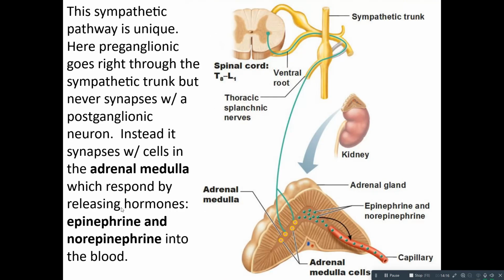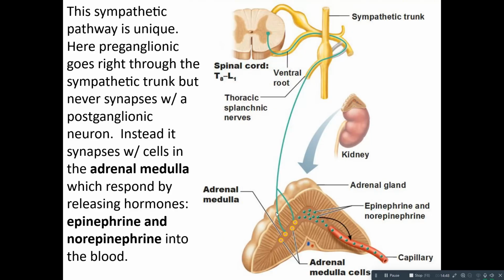Okay, another pathway which is very different, although it starts similarly, but overall there's going to be a fundamental difference here. We're starting in the lateral horn of the spinal cord. Preganglionic neuron is going into the ventral root, spinal nerve, ventral ramus, white ramus communicans, through the trunk, into a thoracic splanchnic nerve, and then onward to the adrenal gland, which is sitting on top of the kidney.